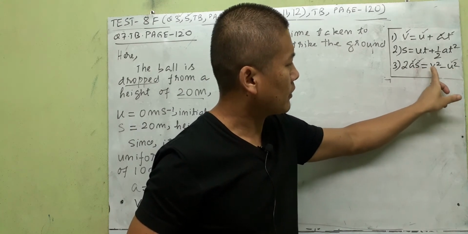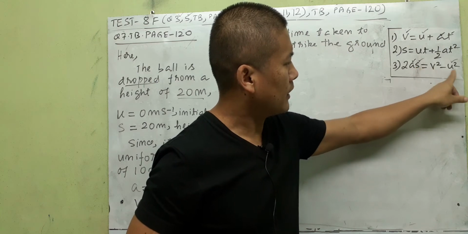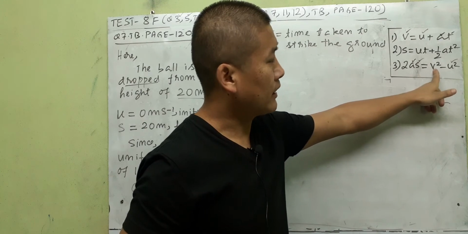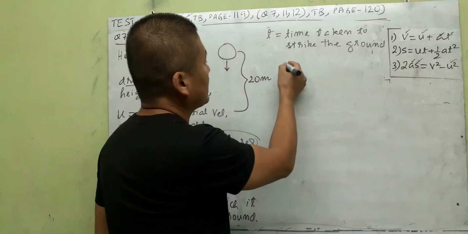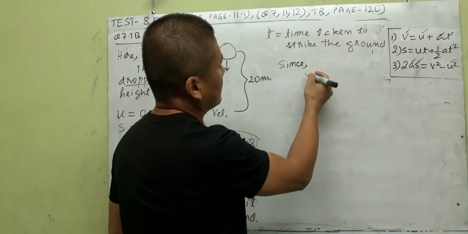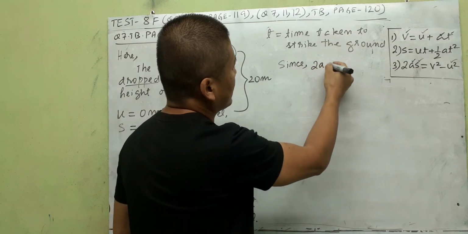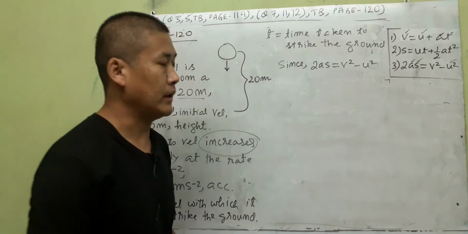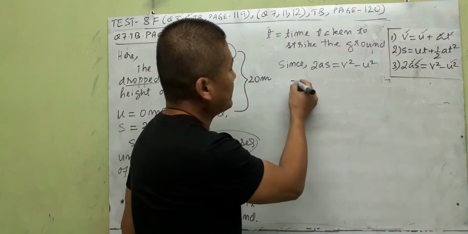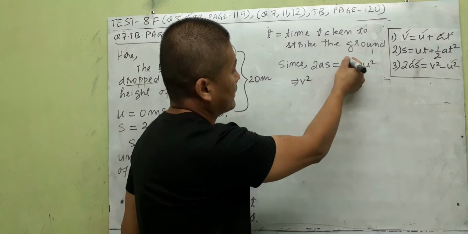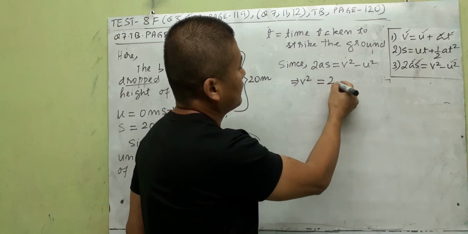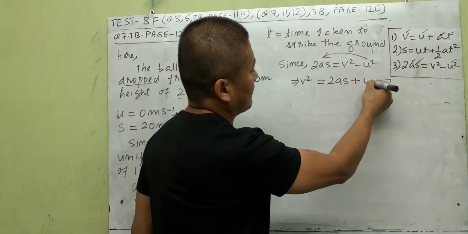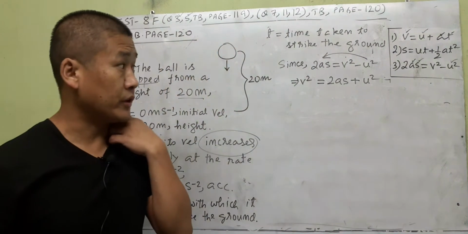Out of 4 physical quantities, A, S, V, and U, you know already 3 given in the question. So we can shift the rest and get V. Since we know the third equation of motion, twice AS is equal to V square minus U square, right? We have one V, so don't move that. Then this also don't move, 2AS. Then if we shift this to this side, it will become plus U square. I hope you're getting it.